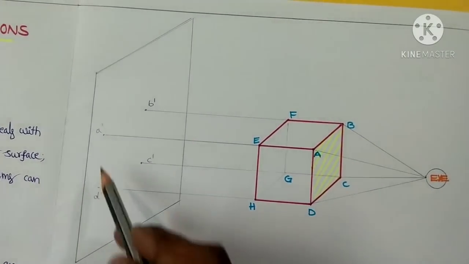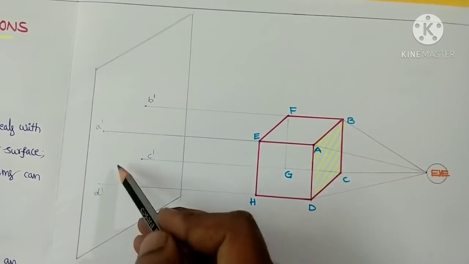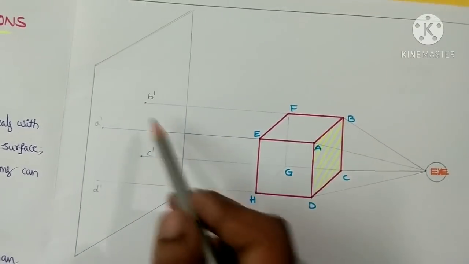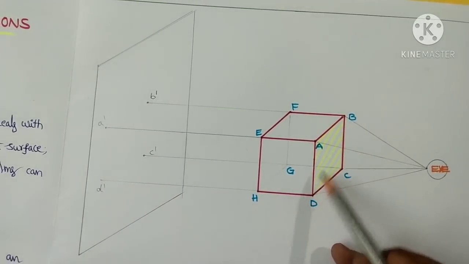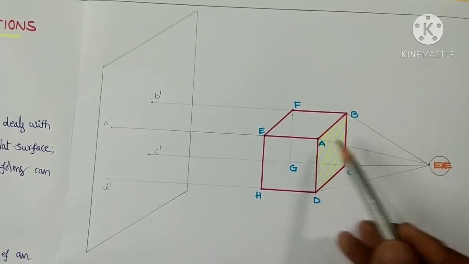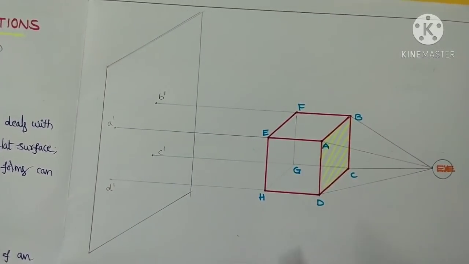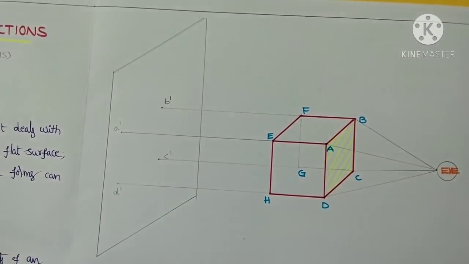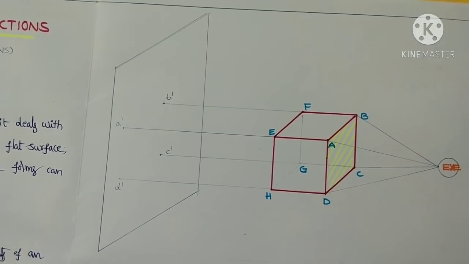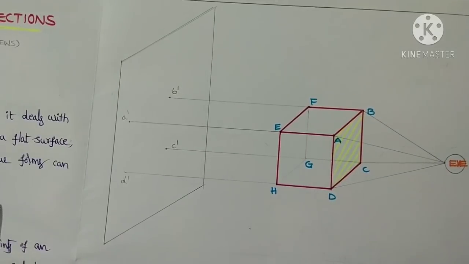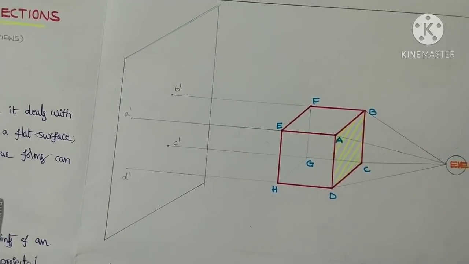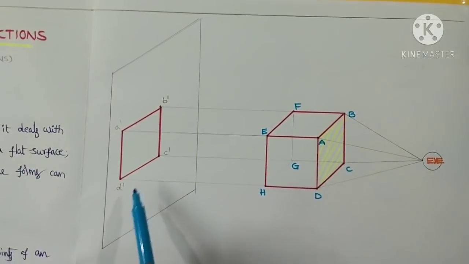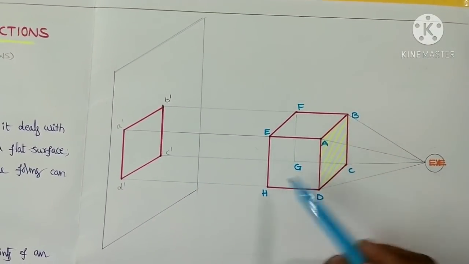In the next step we can join all the points in the correct sequence so that we will be getting this plane surface on the vertical plane. That means the visible surface, ABCD surface, will be projected onto the vertical plane. So in this way we can project the object onto the respective vertical plane. Next, we join all the points in the correct sequence. Finally, in this way we will be getting the front view of this particular object.